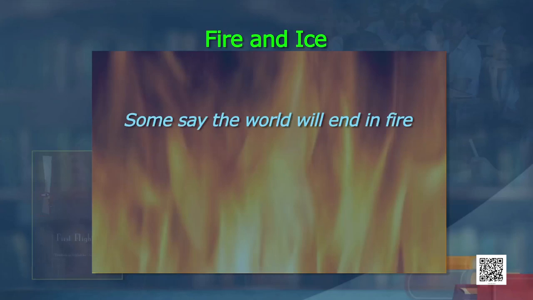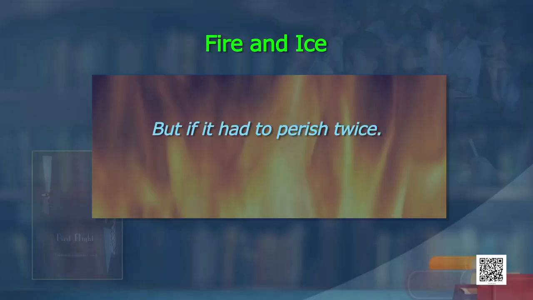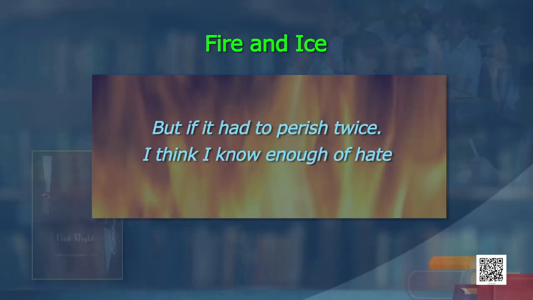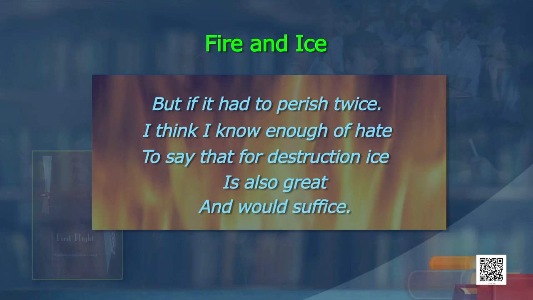So, let me also read it out to the learners, with something in your mind. Some say the world will end in fire, some say in ice. From what I have tasted of desire, I hold with those who favor fire. First, the poet is holding his decision on fire. Then, look now, immediately he changes. But if it had to perish twice, I think I know enough of hate. From where does the hate come? He said he agrees with those who say it will perish in fire, but if it had to perish twice, I think I know enough of hate. Why? We do not know. There is a lot of hate among people, to say that for destruction ice is also great and would suffice.